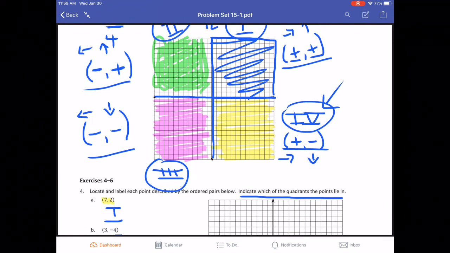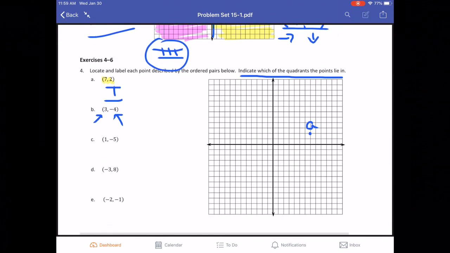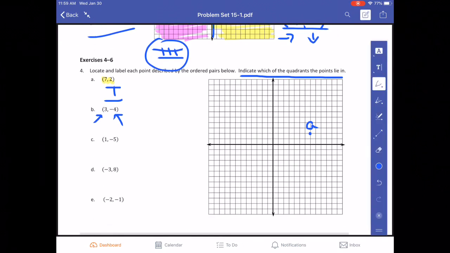Okay, so positive, negative. So I know that when I plot B here, it needs to fall in quadrant number 4. So I'm going to go over 3, 1, 2, 3, down 4, 1, 2, 3, 4. And B is going to be right here. And again, this is quadrant 4, IV. Okay, so that is how you are going to complete exercise 4.